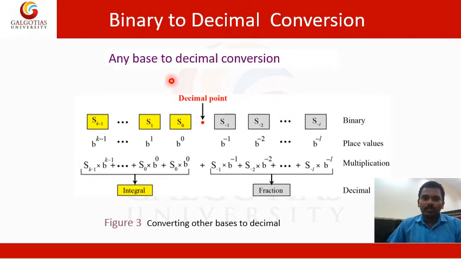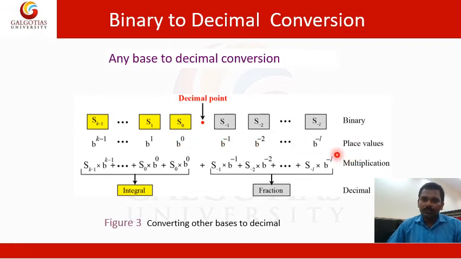Now, how do we convert the binary number system to a decimal number system? Let's see an example to convert any base to decimal number conversion. But here we are taking the example of the binary number system. So these are the binary numbers, and we also use the decimal point, and the corresponding place values of the binary digits are written here: B0, B1, up to B k minus 1, because the digits go up to k minus 1, since we are starting with 0.